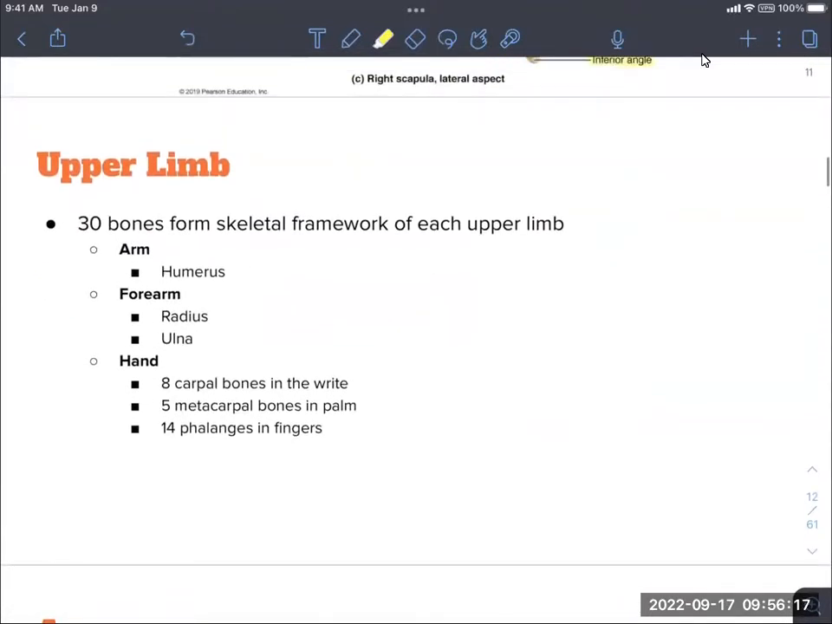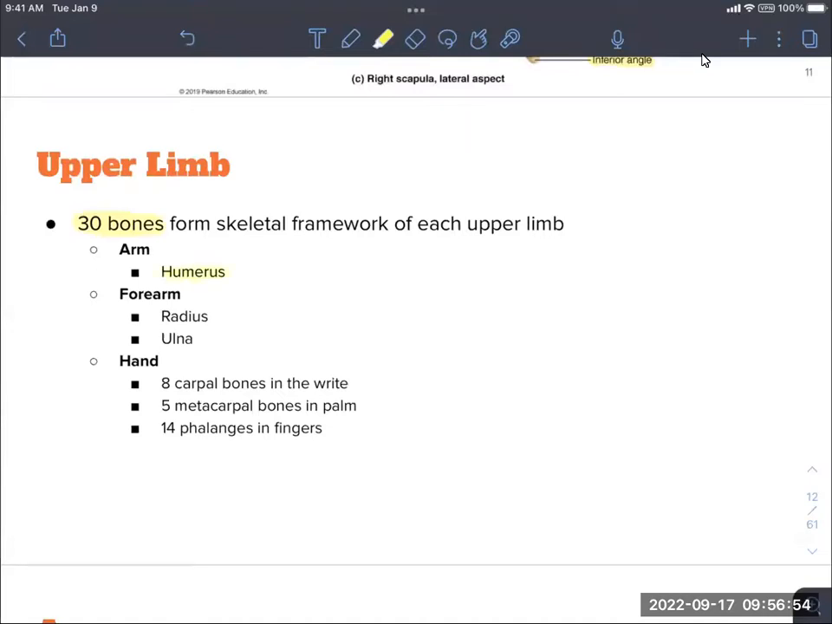So let's look at our upper limb, or our arm. Your arm is also known as an extremity. So if you ever hear that word, they're talking about your arms, or they could be talking about your legs, because your legs are also known as extremities. And I tend to say that word a lot too, so I wanted to make sure you know what it meant. Each arm has a total of 30 bones. That's a lot.